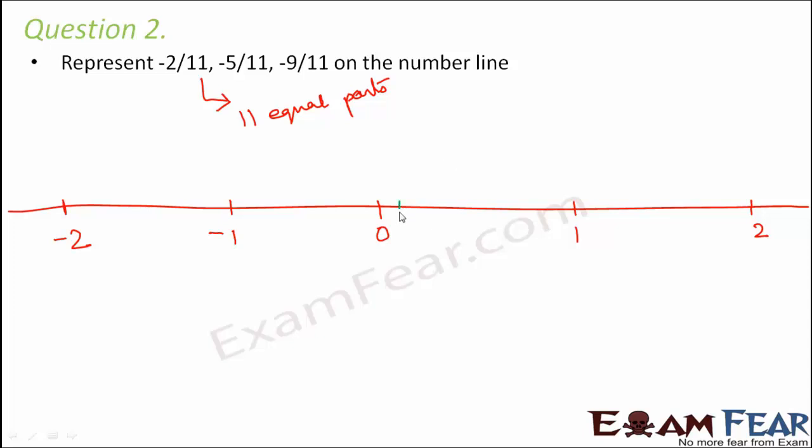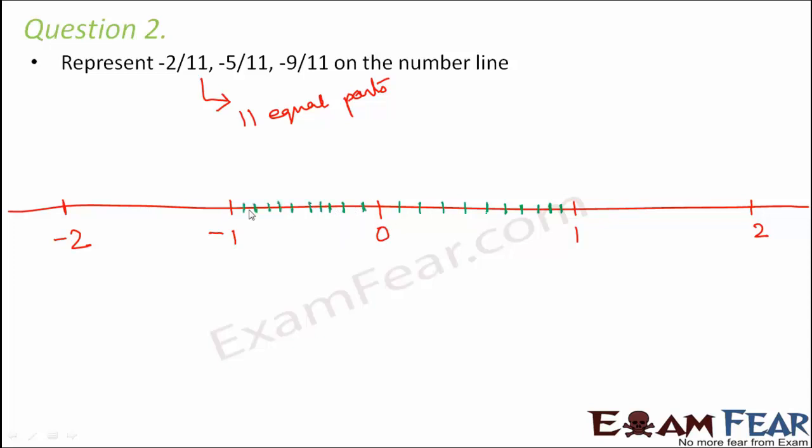So we'll divide it like this. 1, 2, 3, 4, 5, 6, 7, 8, 9, 10, 11. So like this, you have divided it into 11 equal parts. Similarly, we will do it on the other side as well, because this time it is a negative rational number, so it will lie on this side itself. So let's divide it into 11 equal parts.